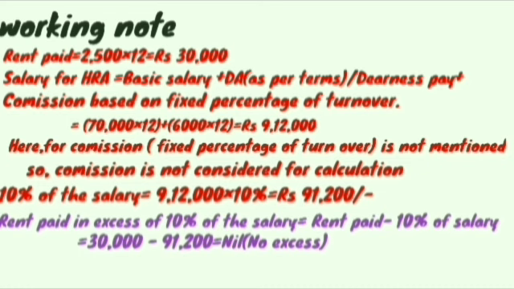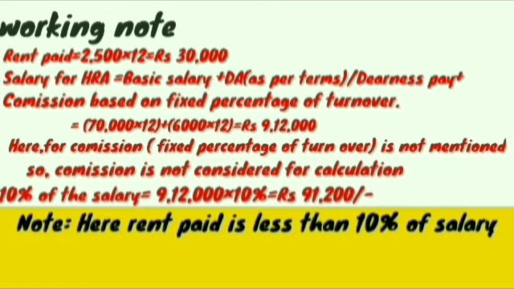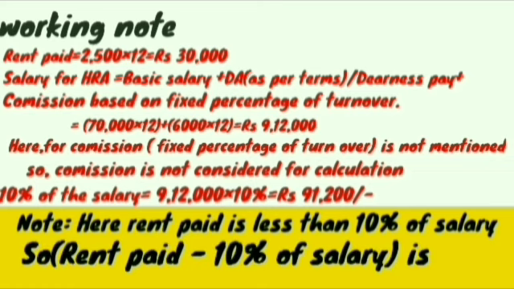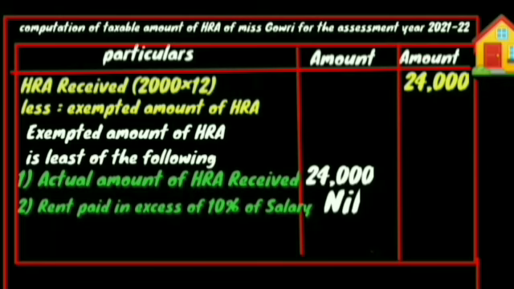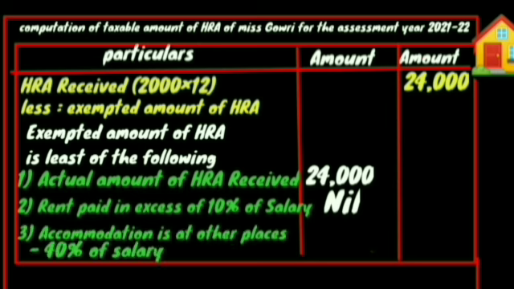Rent paid in excess of 10% of the salary is equal to rent paid minus 10% of the salary is equal to 30,000 minus 91,200 is equal to nil or no excess. Here rent paid is less than 10% of the salary, so rent paid minus 10% of the salary is nil. Here the accommodation of Ms. Gauri is not mentioned, so we'll take 40% of the salary for non-metro cities for calculation. 40% of the salary equals rupees 3,64,800. We'll show the calculation in the working notes.